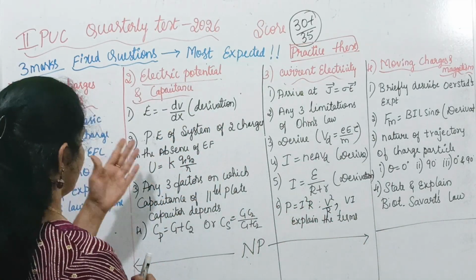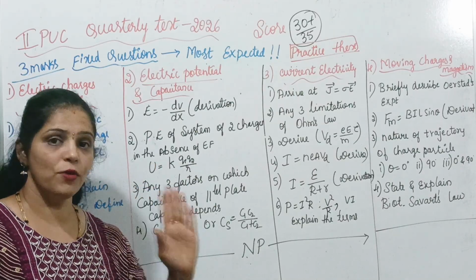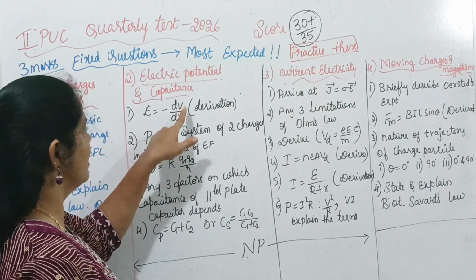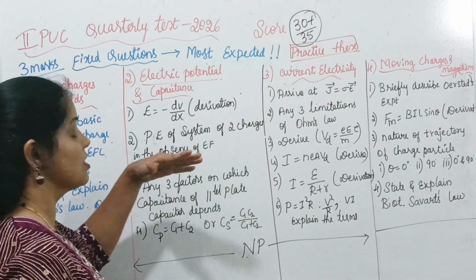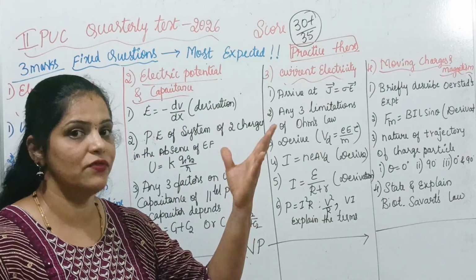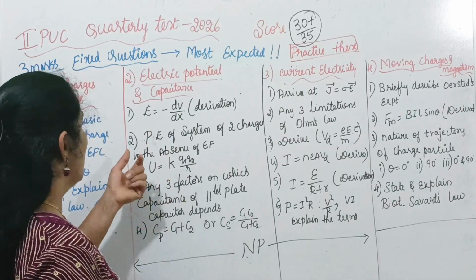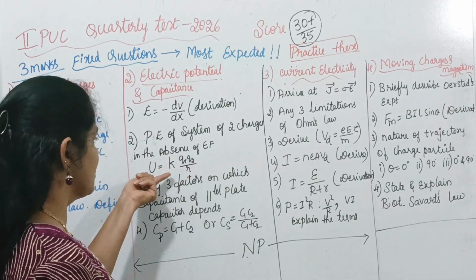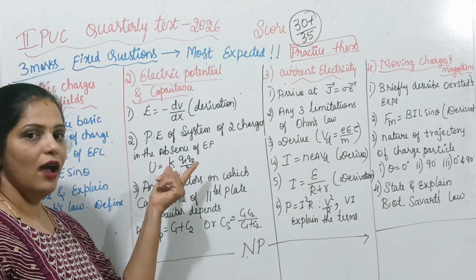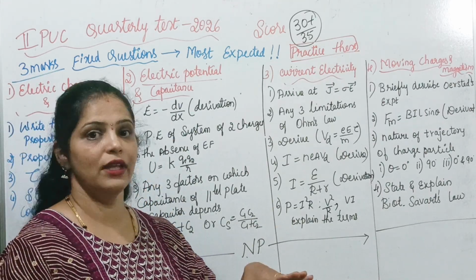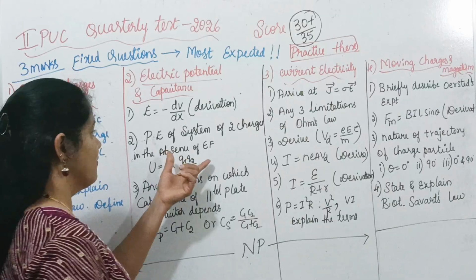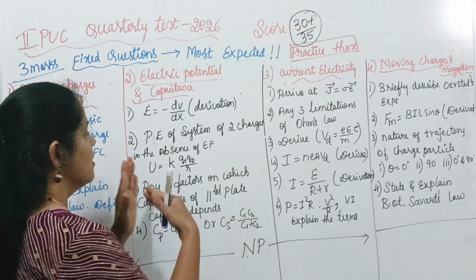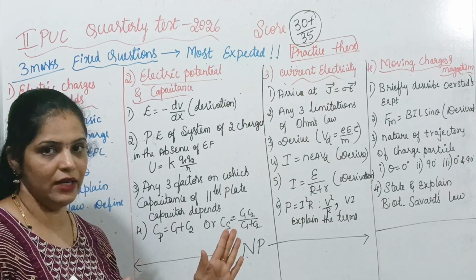Let us go through the second chapter. Here I have listed the most expected questions, like derive the relation between electric field and electric potential. This is a relation using equipotential surfaces, and we are arriving at this relation. And potential energy of a system of 2 charges in the absence of electric field, so this equation we need to arrive at. And in the presence of electric field is also of equal importance, which I have not mentioned, because if I go through previous year question papers, this question is asked frequently.